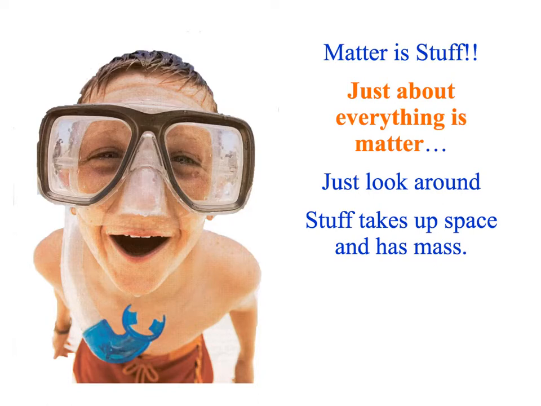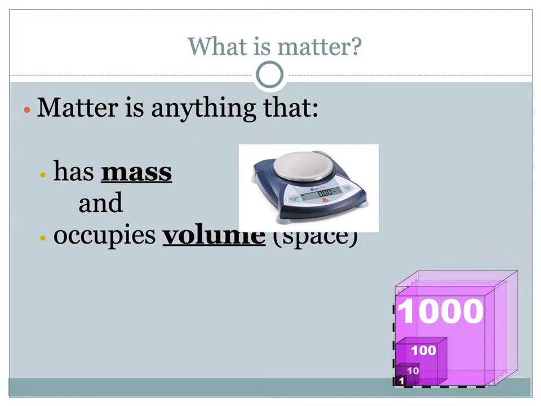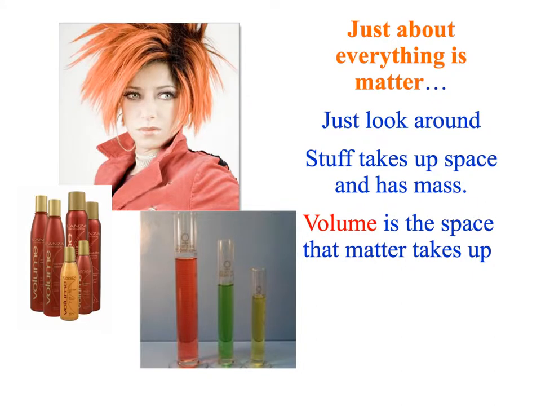We already talked about how all of the things around us are chemicals or made of chemicals, and when we're talking about all of that stuff, we're really talking about matter. Matter is a word we use in chemistry, and its formal definition is anything that has mass and takes up space, which means occupies volume. Just about everything around us is matter.